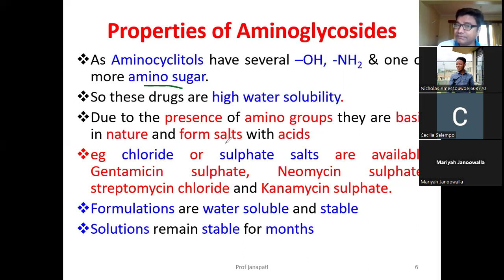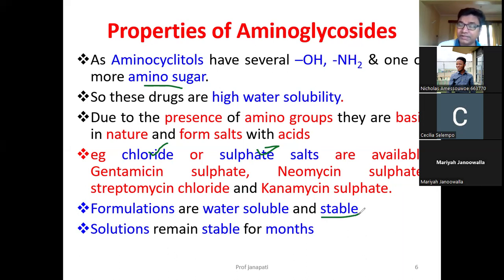So you can convert them into salt form with acids, like chlorides or sulfate salts, for example, gentamicin sulfate, streptomycin chloride, neomycin sulfate. Though they are water soluble, we are making the salt form because they are basic in nature. Without this salt form, they are not absorbed well. So that's why they are made in salt form, because there are many amino groups in the structure. Formulations are water soluble and stable.